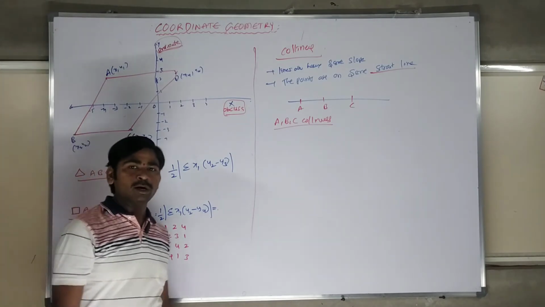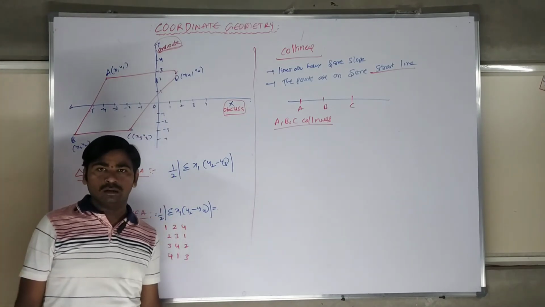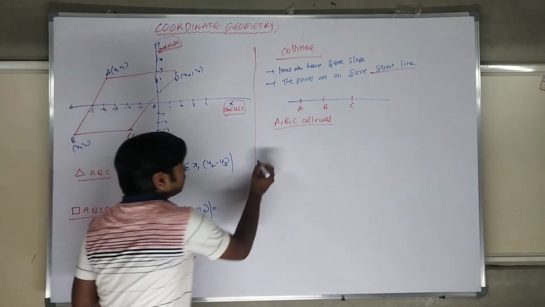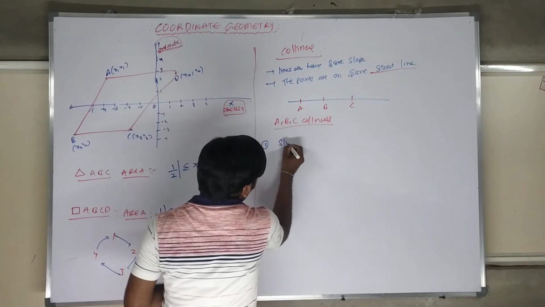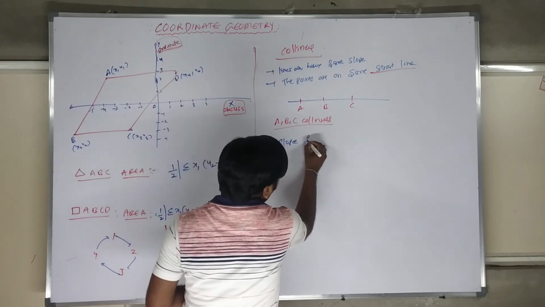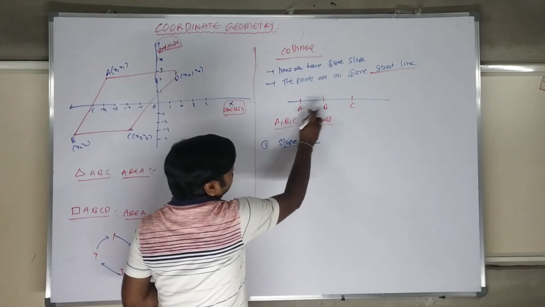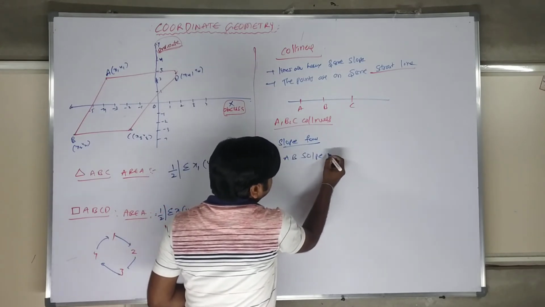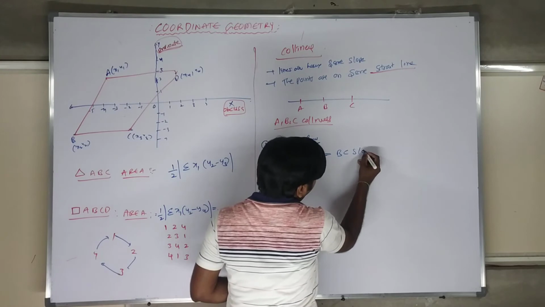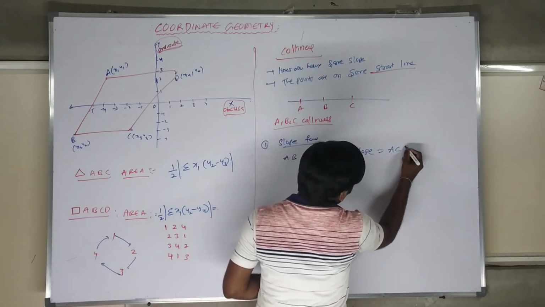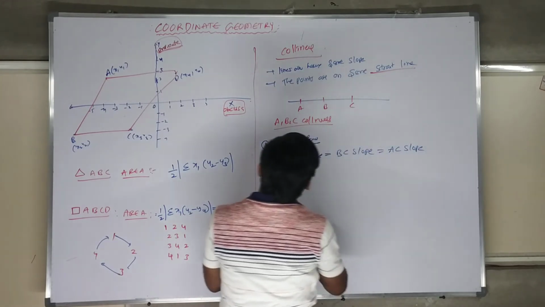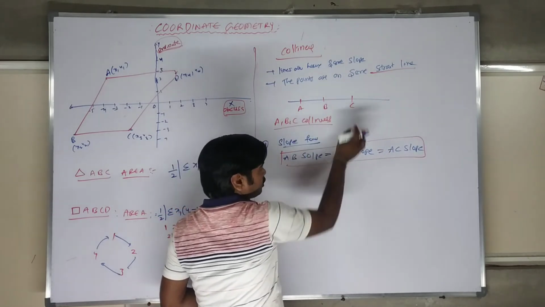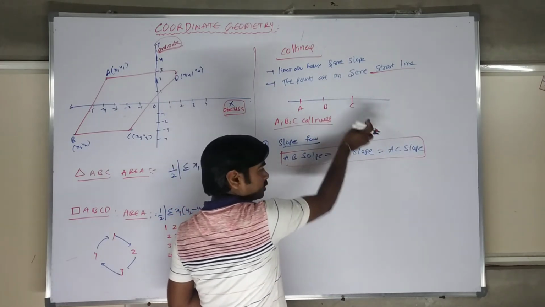They mention 3 points. They are asking, are the 3 points collinear or not? I have 3 procedures. Procedure number 1 is slope checking, slope formulas. AB slope is equal to BC slope is equal to AC slope. Any two slopes being the same is enough. AB slope equal to BC slope is enough, or BC slope equal to AC slope is enough.